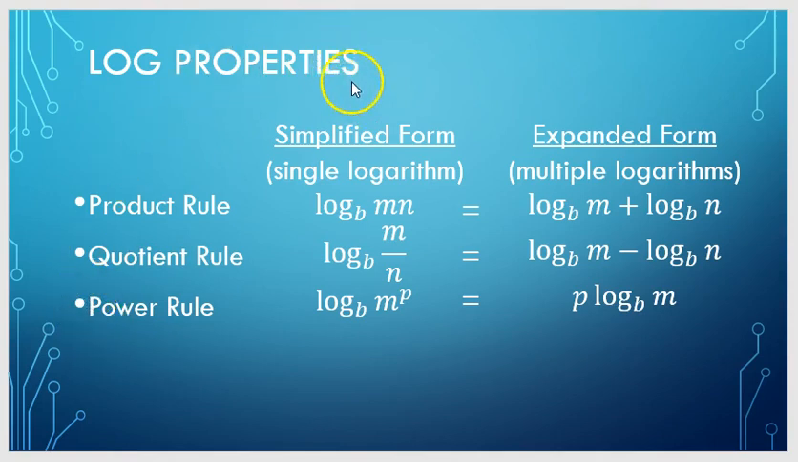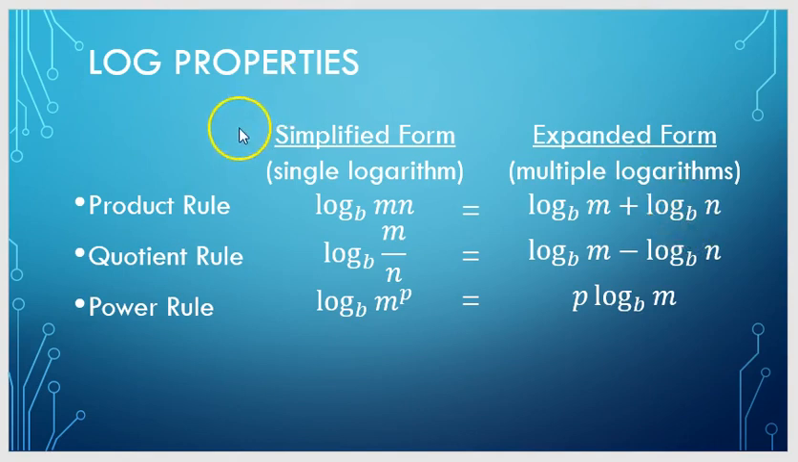Now, many questions will ask you to go from the simplified form to the expanded form, or they may say write it as multiple logarithms, or they might ask you to go backwards. They may give you the expanded form and say simplify it, which they may also phrase as saying write it as a single logarithm instead. So the rules show that these work for any base that you have. You'll notice that the base never changes for any of these logarithm properties. So if you were using base 2, for example, it will still be base 2 on the other side of the equation as well.